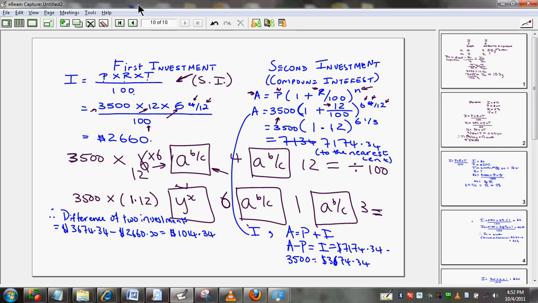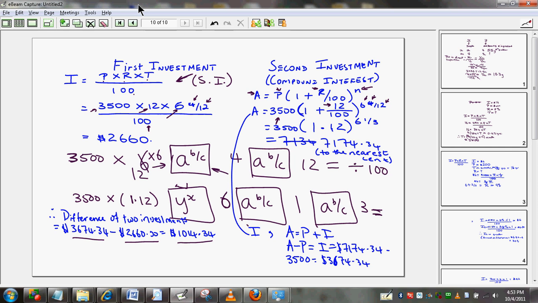Okay, so the difference of the two investments would be 3,674.34, which is how much interest you earned from the second investment, take away 2,660, which is the interest you had earned from the first investment. Remember, I told you that you'd have to compare the interest or the amount accruing. What I chose to do was compare the interest, and you'd realize that it amounted to $1,014.34. Right? So that would have answered the part that said calculate the difference in the amount of the investment at the end of 6 years and 4 months. That is the difference in the two investments.